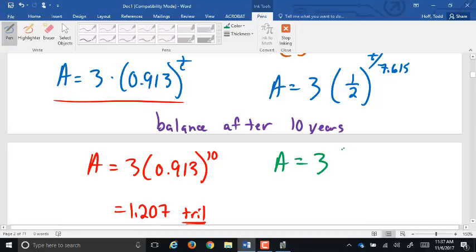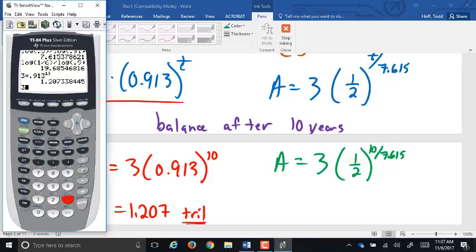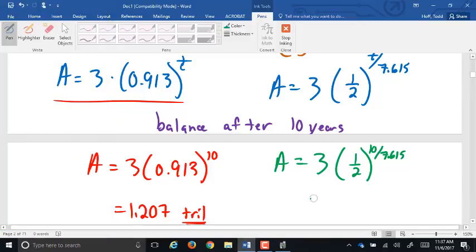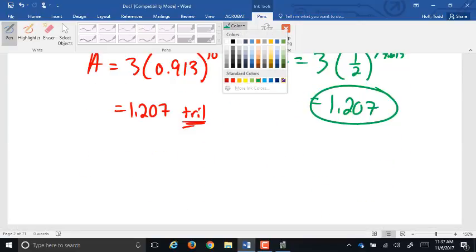Using the half-life model, it's 3 times 1/2 to the power of 10 divided by 7.615. So the way we would enter this would be 3 times, I'm just going to use 0.5 for 1/2, to the power of, and in my power I'm going to do parentheses, 10 divided by 7.615. And we get the exact same number. We solved that up above.